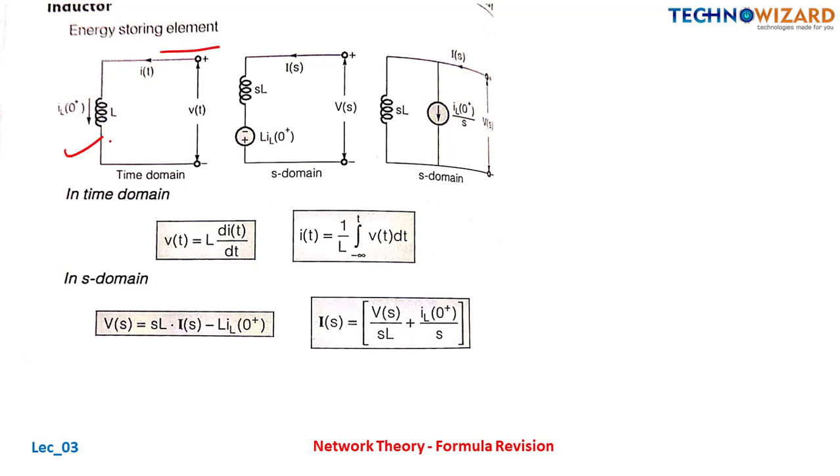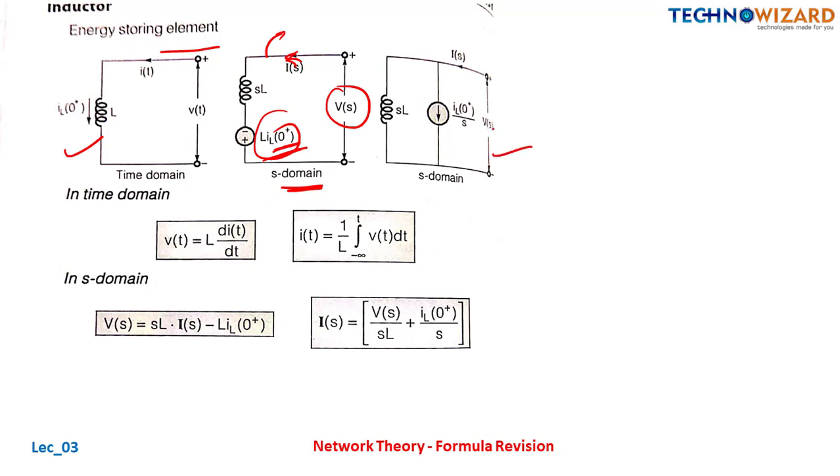In time domain it is represented like this. In S domain, if you are considering a current source here, if you are building a Thevenin circuit, then SL will be there and L IL of 0 plus, that is the initial value, I0 plus. This will be connected here.